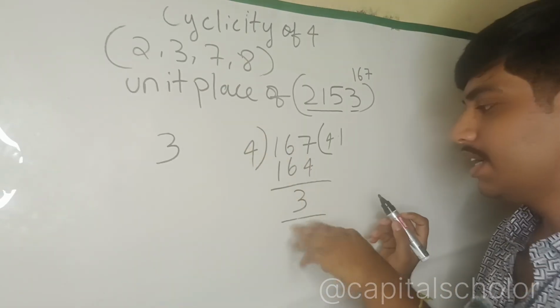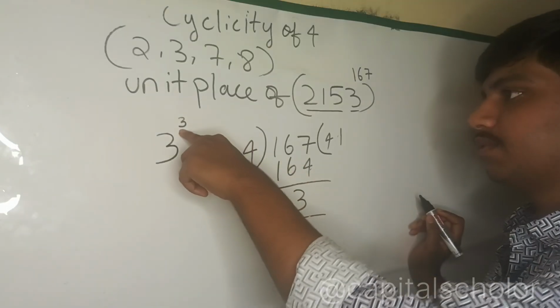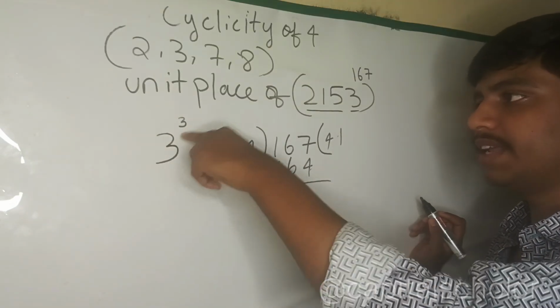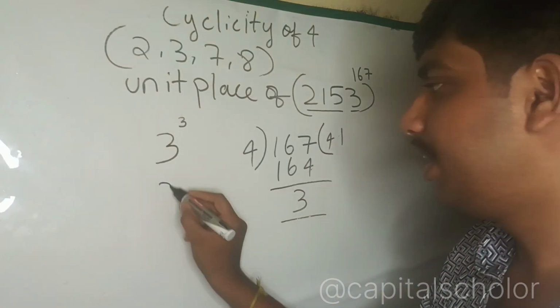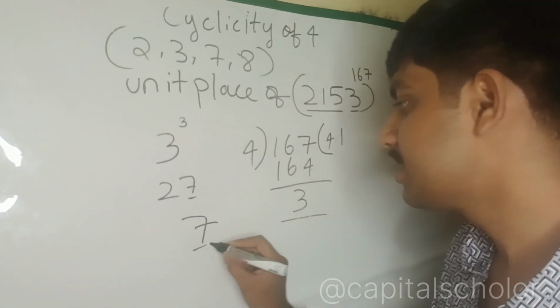So what we have to do is take this remainder and put it here. This remainder, put it here. Okay, what is the cube of 3? 3 3s are 9, 9 3s are 27. What is the unit place of 27? It is 7. So the answer will be 7.